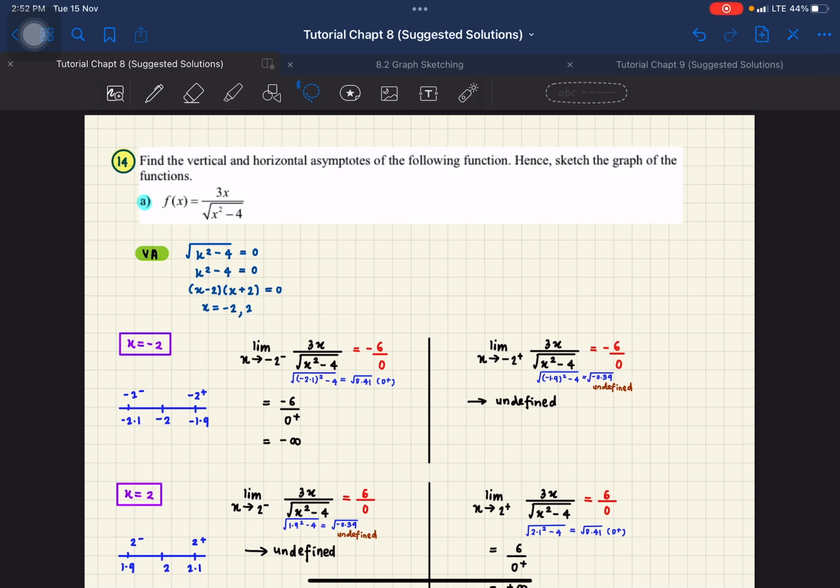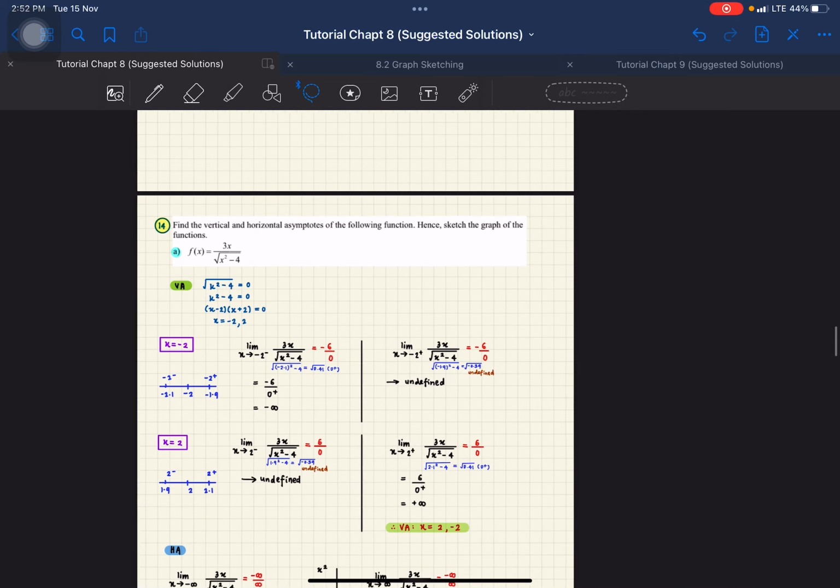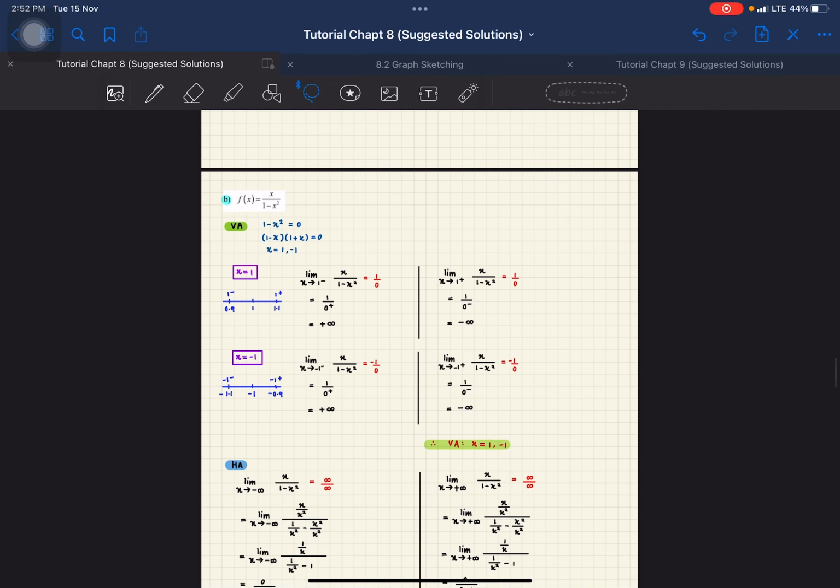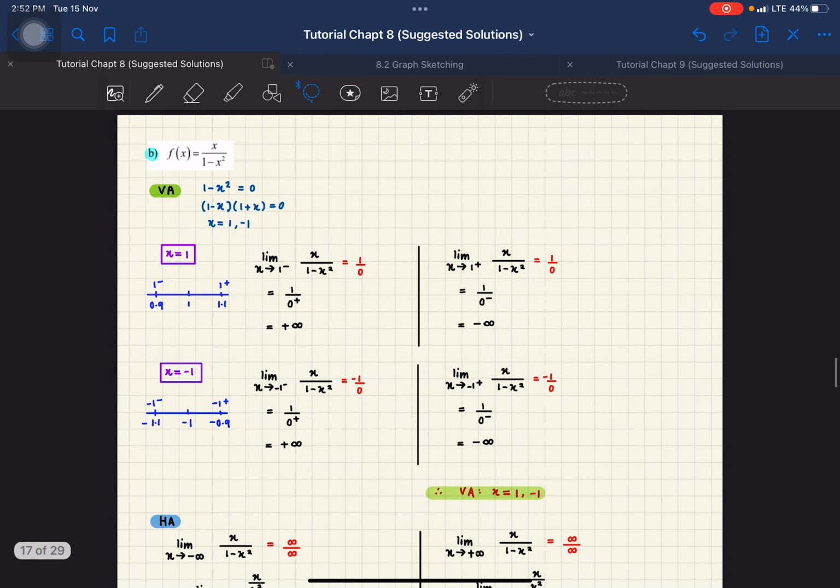Okay, so question number 14, let's just focus on 14B. So nak tengok kepada 14B dulu. Okay, so 14B, the question state that you need to find the vertical and horizontal asymptote, hence sketch the graph. Okay, so kita cari dulu dia punya VA and also HA kita.